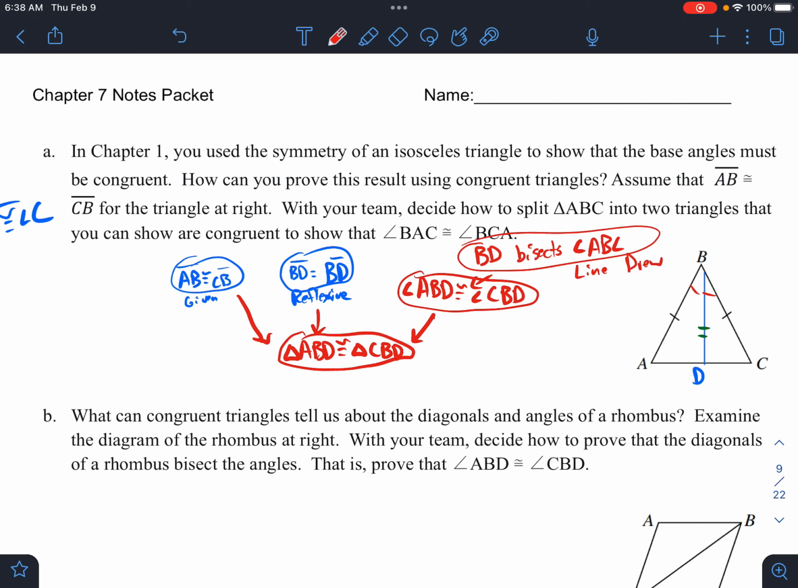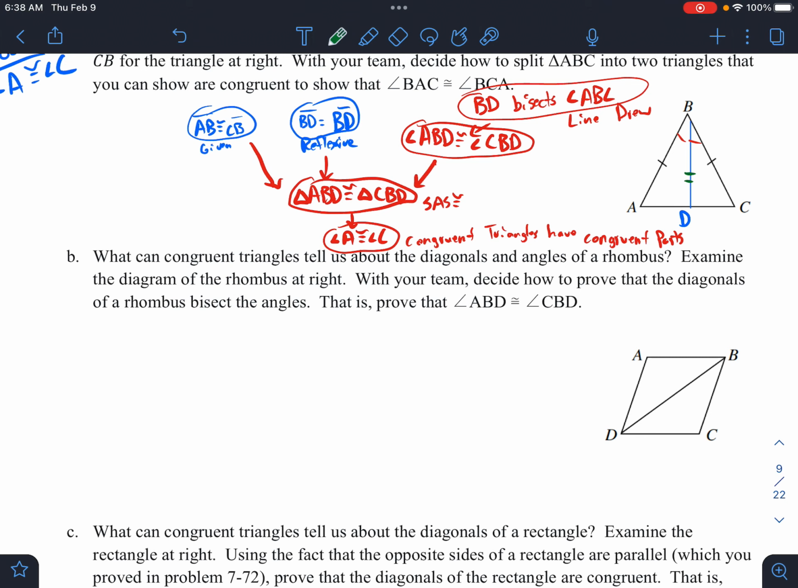How do we know this? This is side, angle, side congruency. And if we know that our triangles are congruent, we know angle A is congruent to angle C, because congruent triangles have congruent corresponding parts. Okay? So that would be that first one. Again, I want you to pause, get that all written down, and then I want you to try the second one. Hopefully you can start building your skills here as we do it.